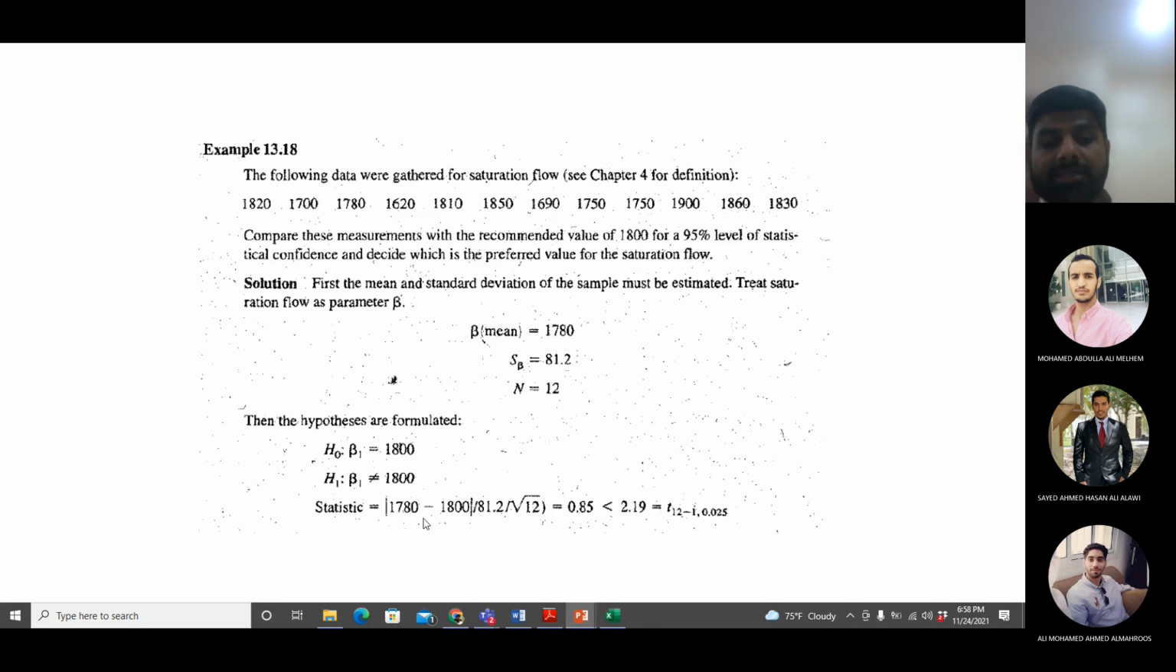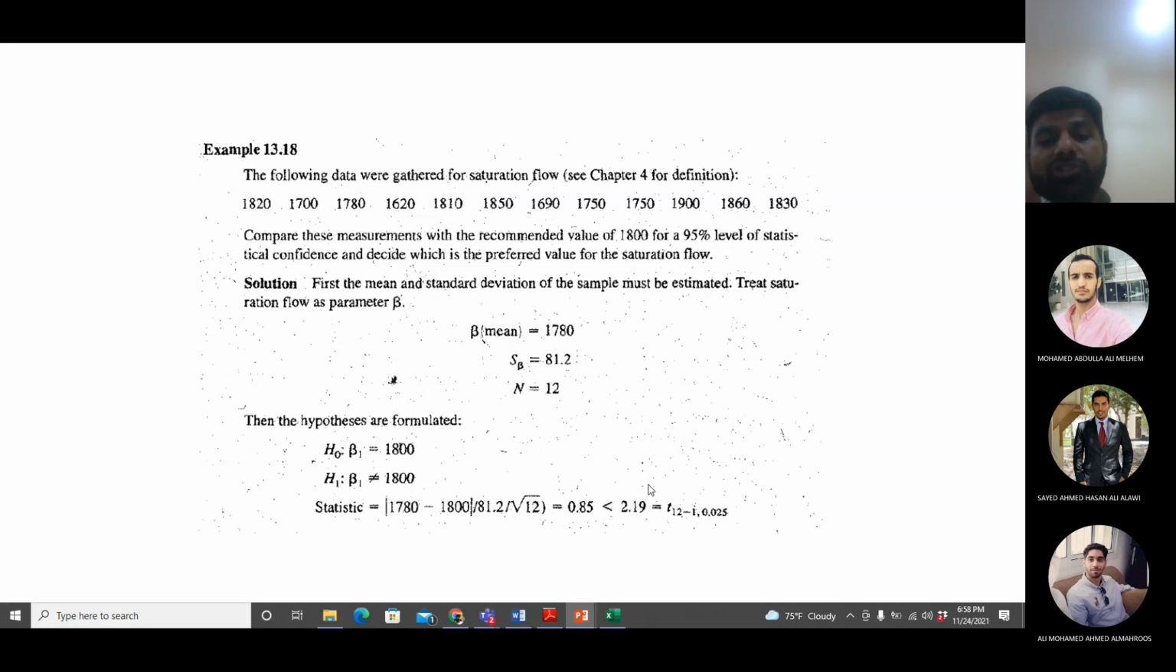The t statistic is calculated as the mean minus the value which you are proposing or checking, which is 1800. So mean minus 1800, divided by the standard deviation, which is 81.2, divided by the square root of n. These are 12 values, so n is 12. This comes out to be 0.85. Now I will check it from the t table.